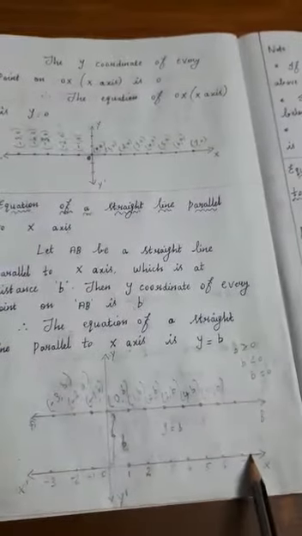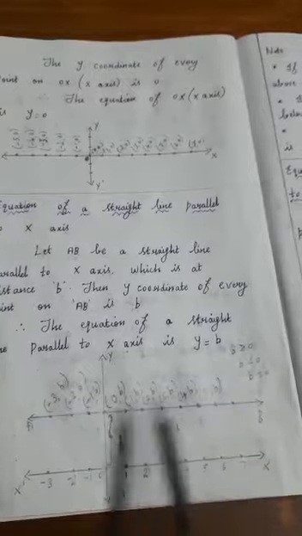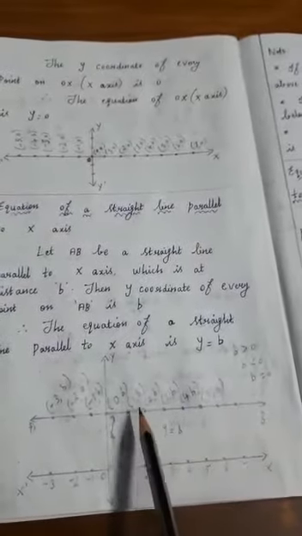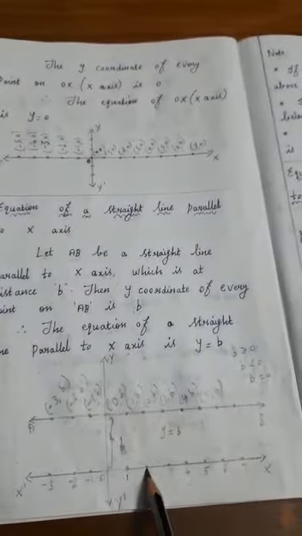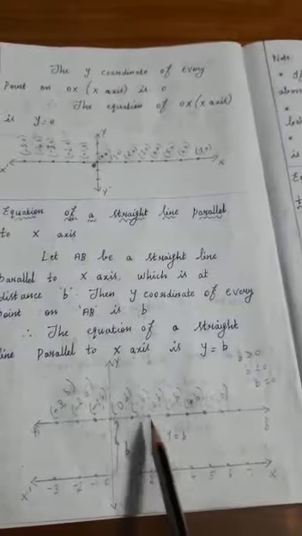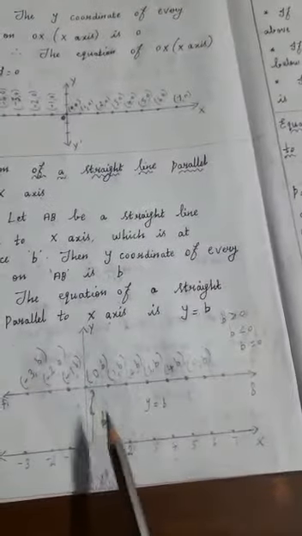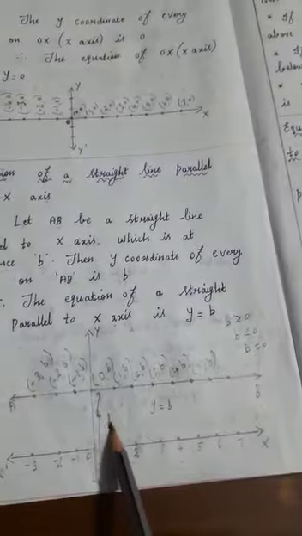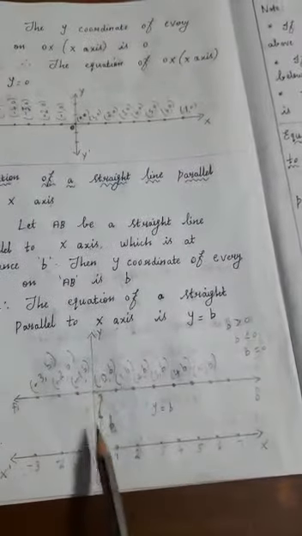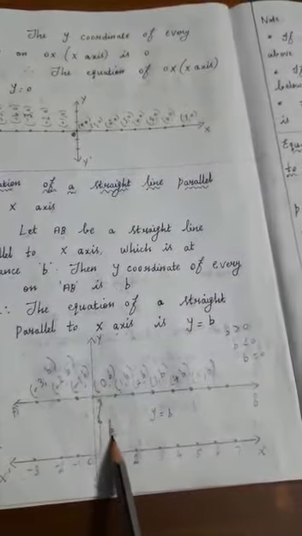Okay, so this is the x-axis line. Now you have drawn this line, that line's name is AB. Now this AB line is parallel to the x-axis. Okay, so if this line is parallel to x-axis, what is the equation? Here, it is at a distance b, which means from this line to this line, the distance we have considered is b.